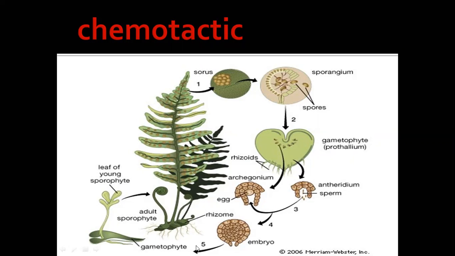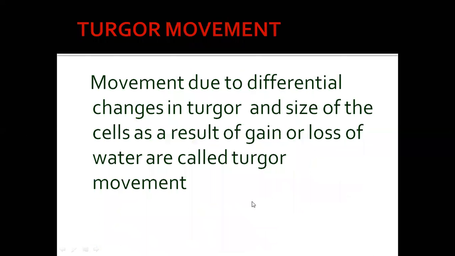I explain again. In the case of chemotactic movement, the sperm moves towards the archegonia because the archegonia secrete a chemical and this chemical attracts the sperms. So the sperms move towards an egg due to chemotaxis.